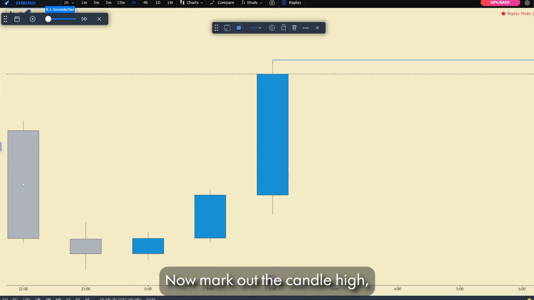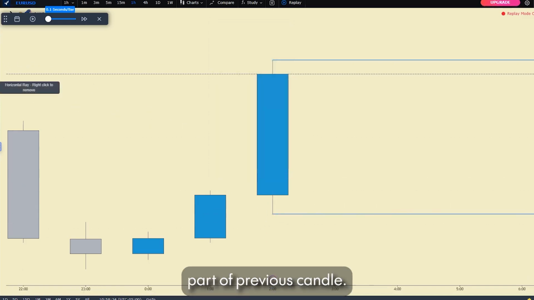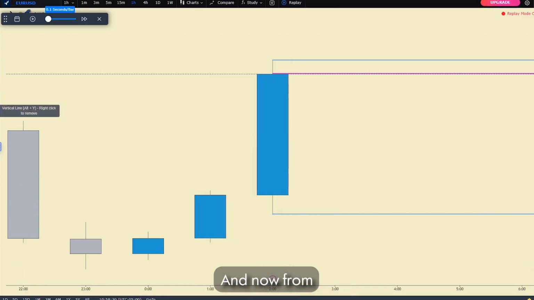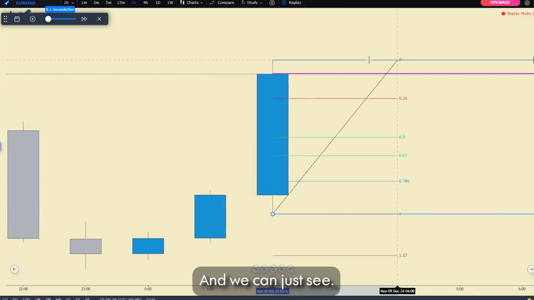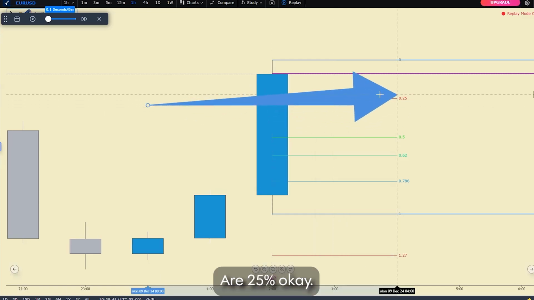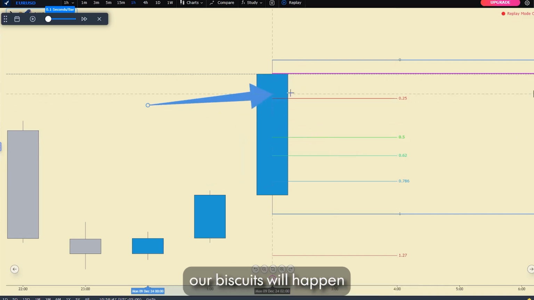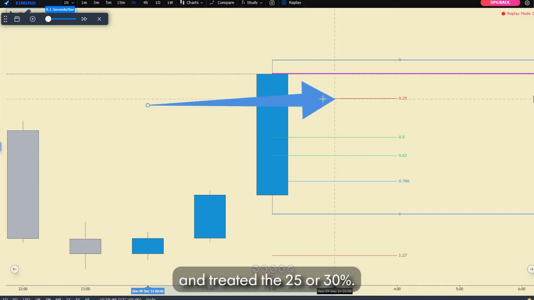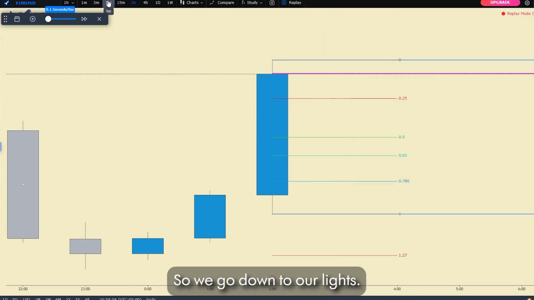Now we mark out the candle high, the candle low, and the most important part, our previous candle close point, okay? And now from this point, we're going to take our Fibonacci from the low to the high point, and we can just see, yeah, the 2 important levels, our 25%, okay? And our 0.5%. Our best entries will happen once price dips below and reaches the 25 or 40% and then starts to extend high, okay? So we go down to our lower time frame from here.